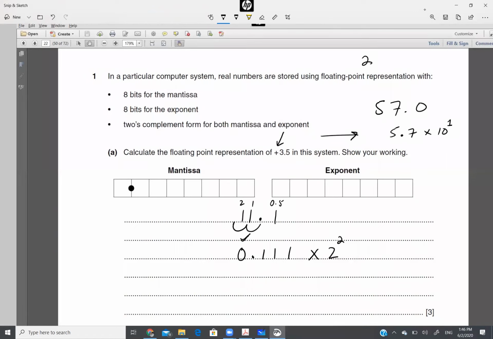When you move the decimal point towards left, every time you move one position, it's like +1. Another position, it's +2. So the exponent becomes 2. Exponent is 2. Oh yeah. All right, you get it? Okay. So this is the reason your exponent is +2.